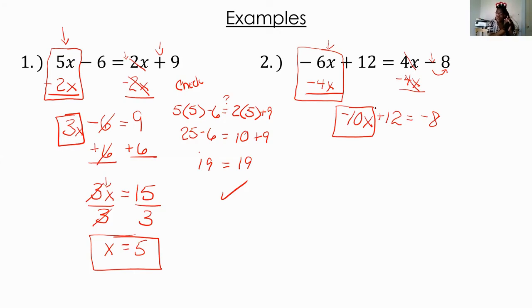But then this plus 12 is trying to break them up. So we need for that plus 12 to go to the other side. So we're going to subtract 12. Whatever I do on one side, I'm going to do on the other. So this positive 12 and this negative 12 gives me 0. So we got a negative 10x is equal to negative 20.